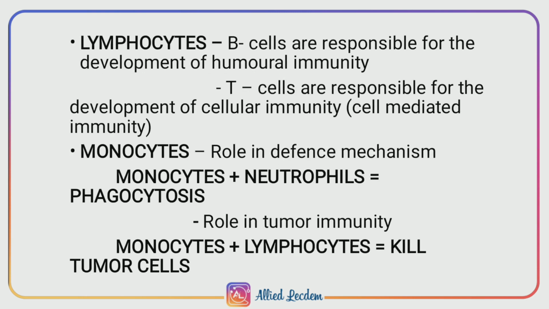Lymphocytes contain two types of cells, B cells which are responsible for development of humoral immunity and T cells, which are responsible for development of cellular immunity, which is also called cell mediated immunity. Monocytes play their role in defense mechanism, that is when monocytes combine with neutrophils they are involved in phagocytosis and when they combine with lymphocytes they kill tumor cells.